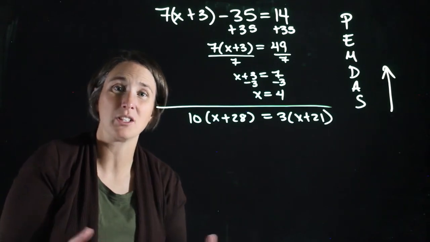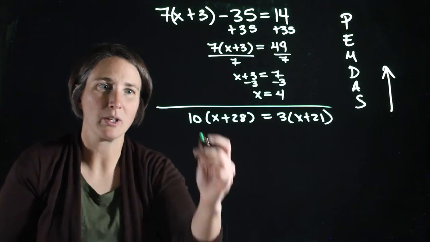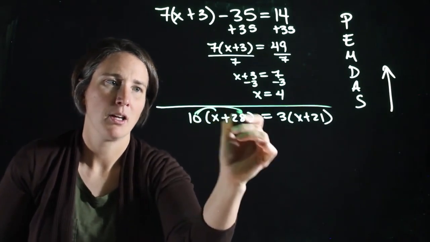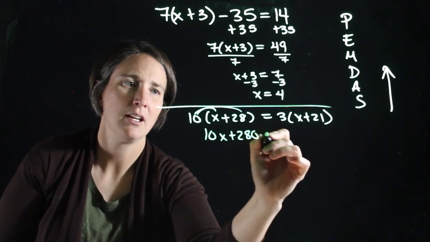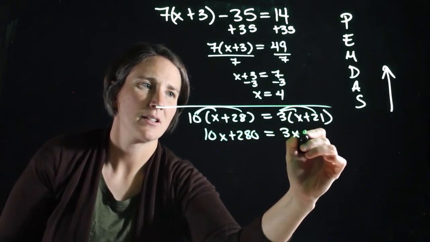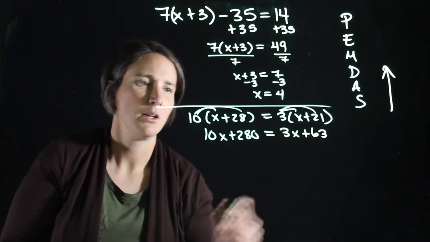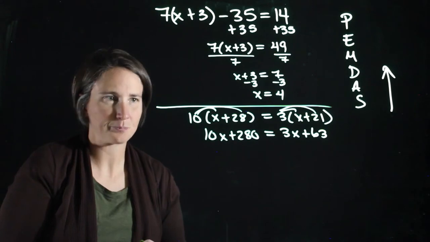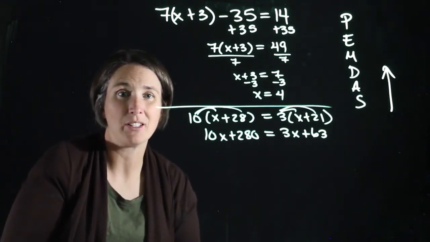So another option, as long as we follow all mathematical rules, is we can distribute this in, and we get 10x plus 280 equals, and I'm going to do the same thing on this side, 3x plus 21 times 3. 3 times 1 is 3, we're going to get 63. Okay, so now we have an equation that we're used to dealing with.